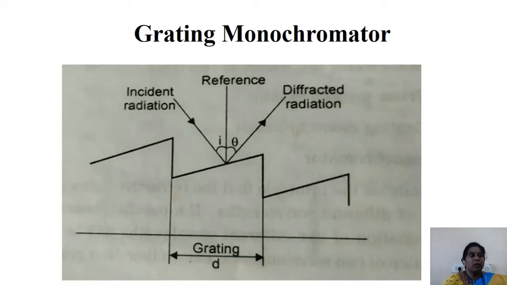What are the advantages of grating monochromator? These gratings can be made with materials like aluminum, which are not affected by moisture. On the other hand, metal salt prisms are subject to etching from atmospheric moisture. Next, it can be used for considerable wavelengths.